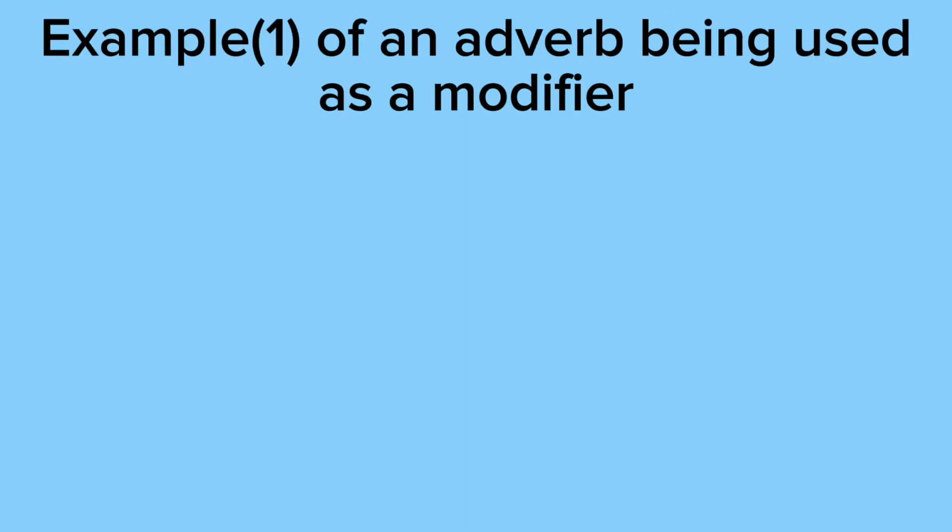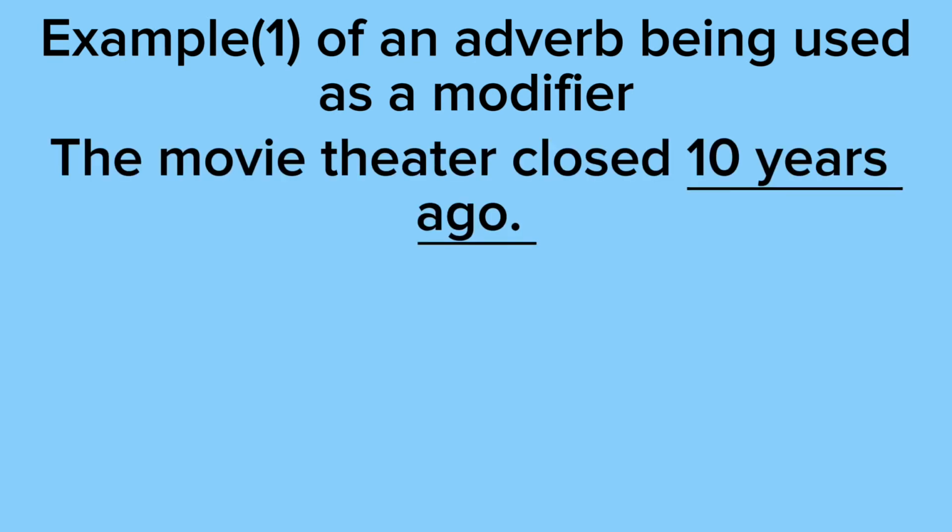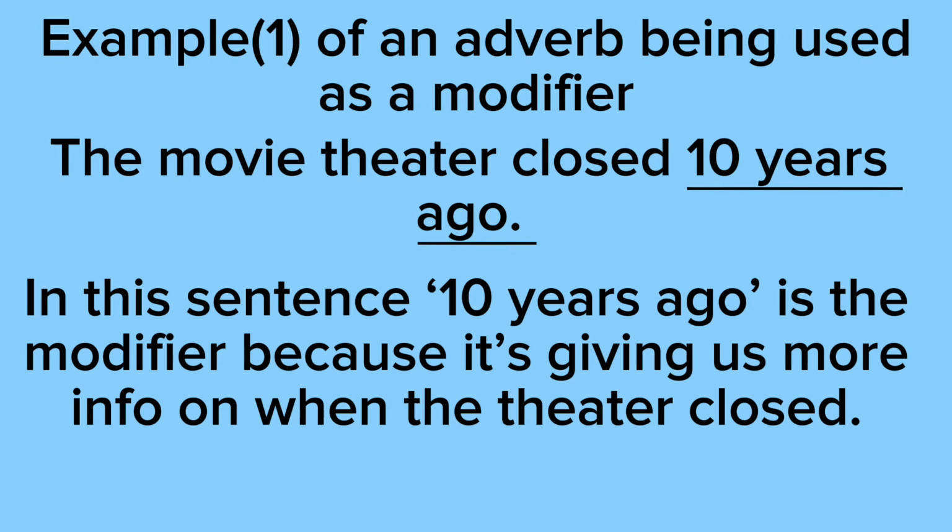So our first example of an adverb being used as a modifier says, the movie theater closed 10 years ago. So the sentence doesn't just say the movie theater closed, it says the movie theater closed 10 years ago. So 10 years ago is giving us more information about when the theater closed. 10 years ago is modifying the verb closed.